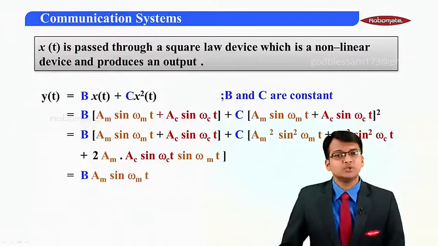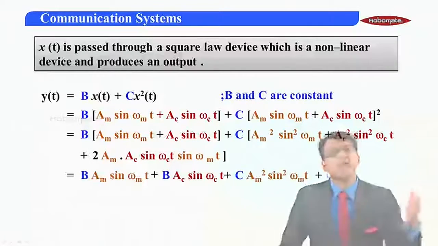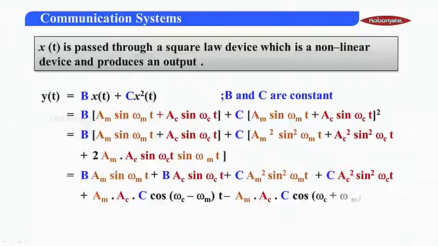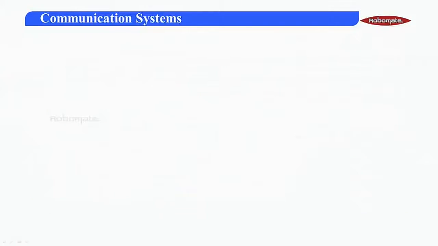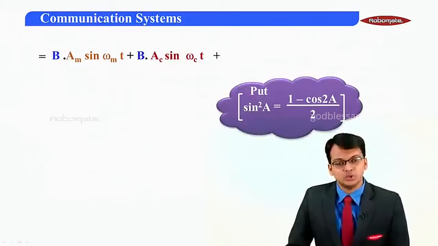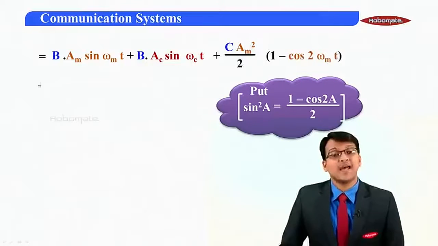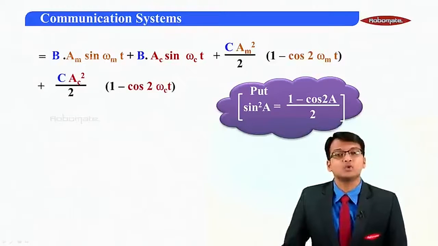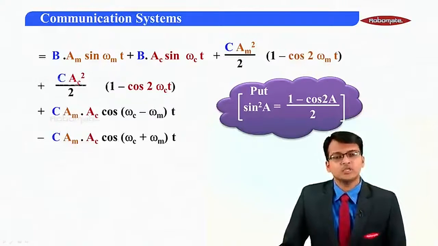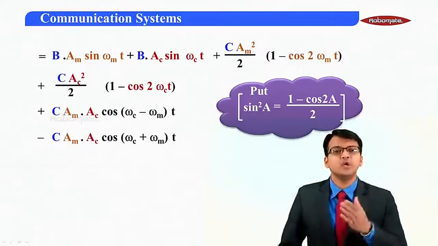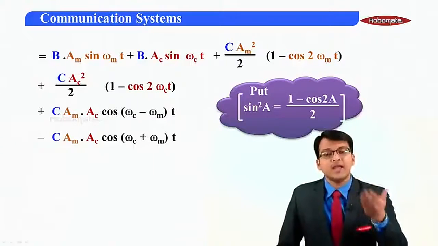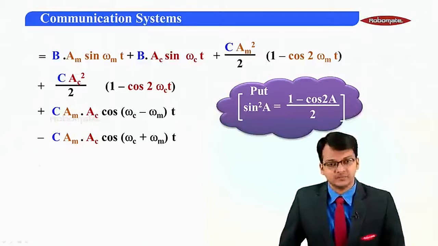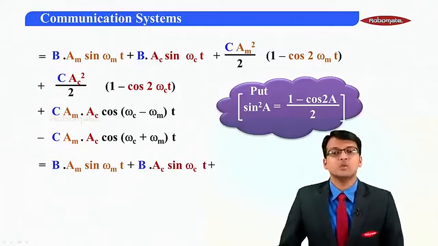Perfect. Now what I'm supposed to do, students, is multiply B inside and C inside, where I'll get this equation which is nothing but A, B and your remaining terms. Now dear students, if you remember, I'm supposed to put sin square A to be (1 minus cos 2A) by 2. Why do I require it? Because I only want the equation to be omega C minus omega m, omega C plus omega m, and I require omega C. Right dear students? So this is the equation.